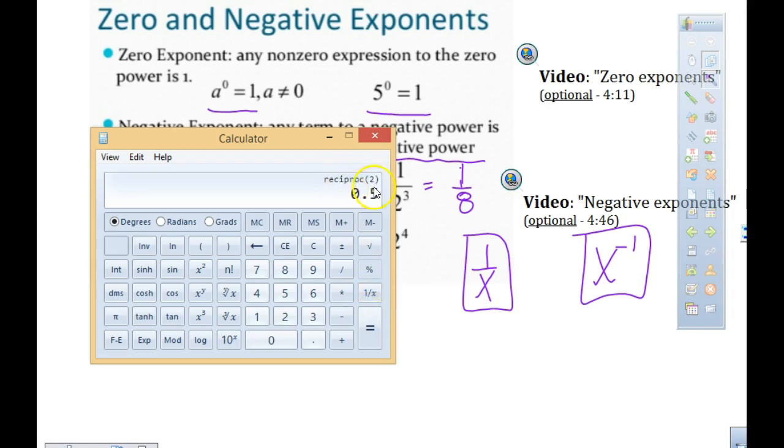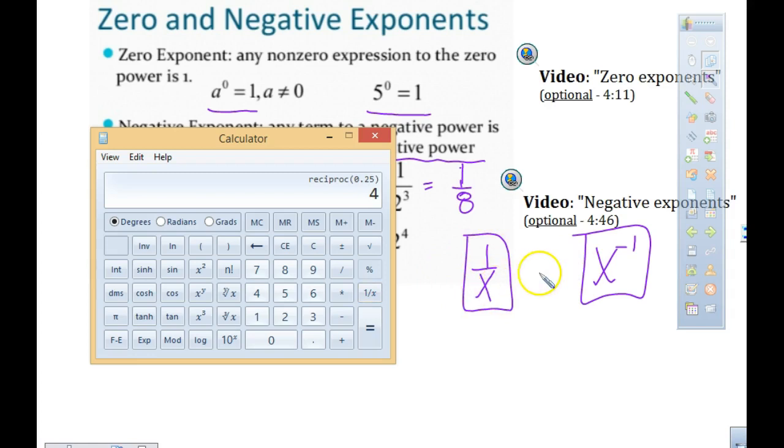0.5. What does mine say up here? This 1 over x means reciprocal. X to the negative 1 means reciprocal. So now you have 0.5 on your calculator. Hit that button again. It should give us 2. All right? Finding the reciprocal of the reciprocal of 2. Please put in 0.25 on your calculator and hit that button, 1 over x. You should have gotten 4. The reciprocal of 0.25, or 1/4, is 4.